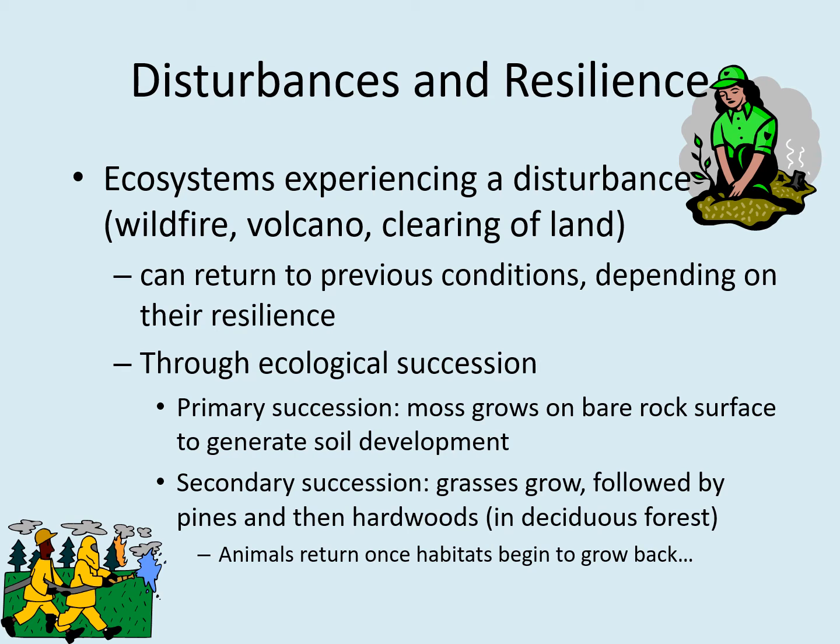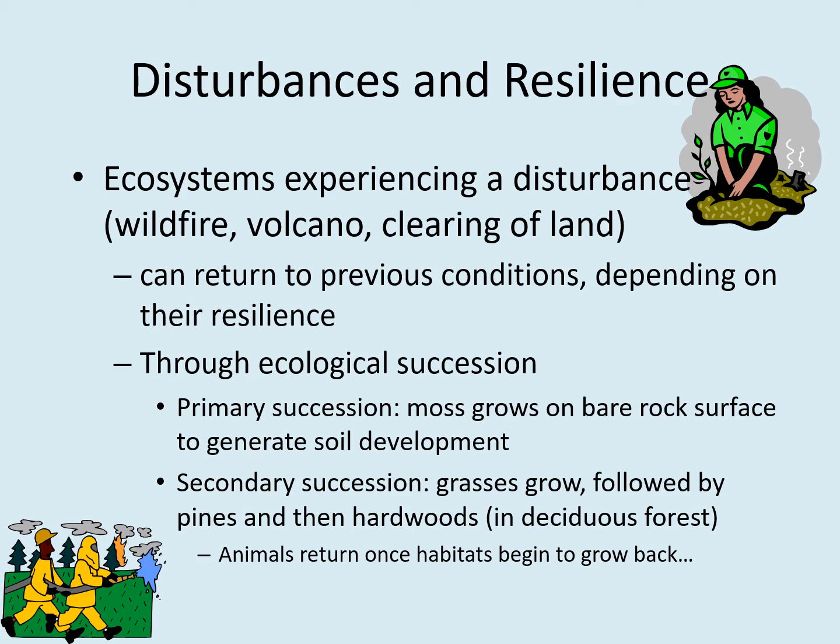Ecological succession describes this process, which demonstrates how biomes can change over time due to succession until they reach an equilibrium state again. These ecosystems go through this process in 2 stages. Primary succession is the process by which soils regenerate. So moss begins to grow on bare rock surfaces. It helps to weather the rocks, break them down, and over time, the soil can regenerate.